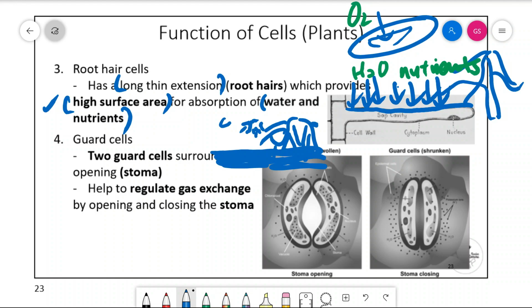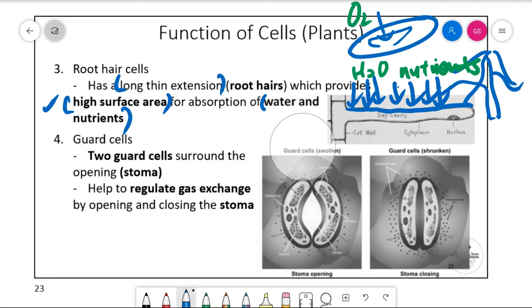Now, number four, guard cells. Two guard cells. Okay, so let's wrap this up first. Now, two guard cells surround the opening. This is at the bottom of the leaf. Just now the epidermal cell was on the top, now at the bottom is what we call the guard cells. And what this guard cell does is it controls something we call the stoma. This is the stoma.